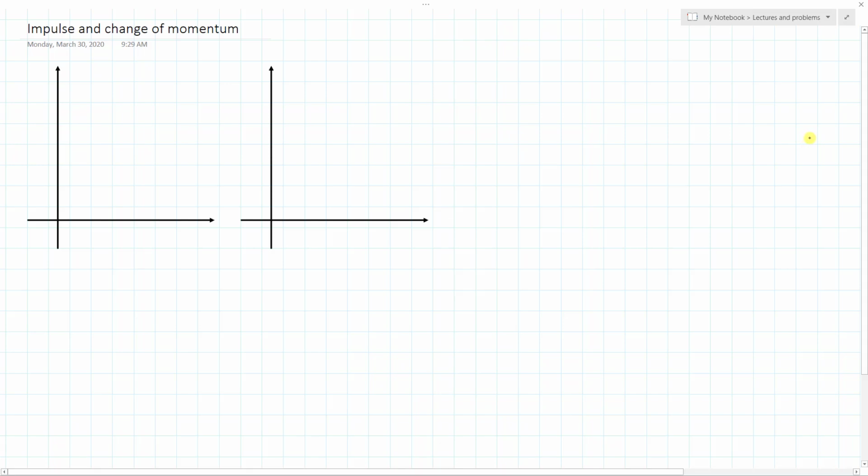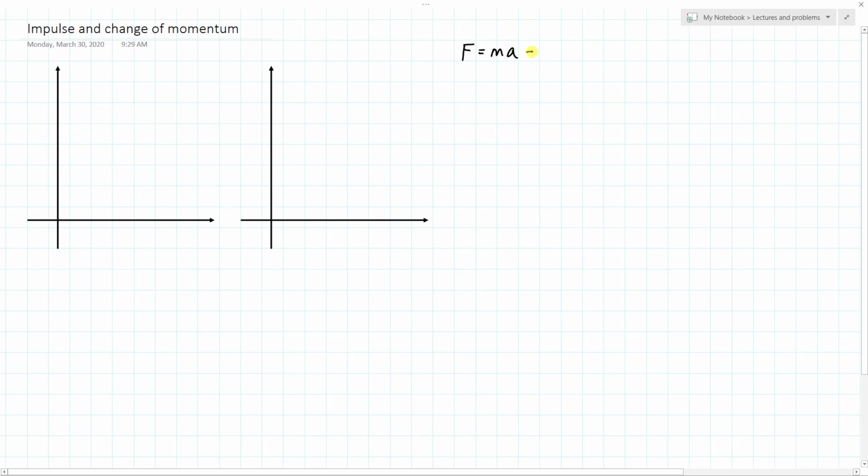Hi, this lecture is about the impulse and change of momentum. Before we talk about what impulse is, let's review Newton's second law. Everything starts with Newton's second law. It says force equals mass times acceleration. I'm just going to say there's only one force, one mass, and one acceleration.